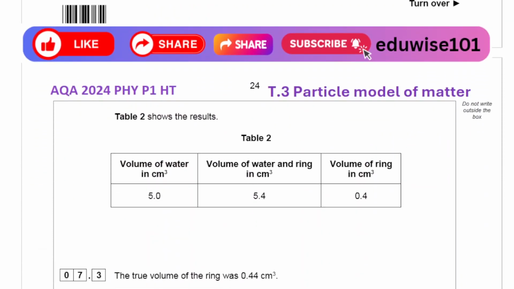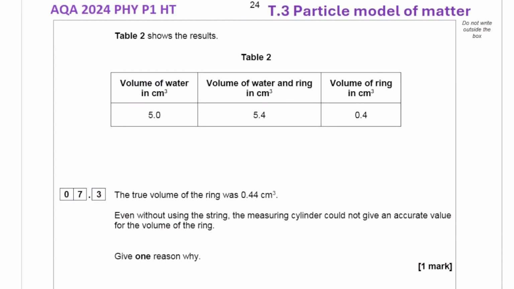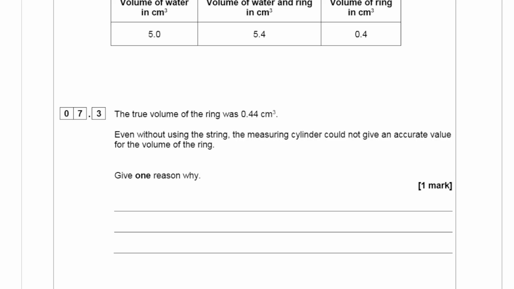Table 2 shows the results. Volume of water in centimeter cube is 5. Volume of water and ring in centimeter cube is 5.4. Volume of the ring in centimeter cube is 0.4. The true volume of the ring was 0.44 centimeter cube. Even without using the string, the measuring cylinder could not give an accurate value for the volume of the ring.